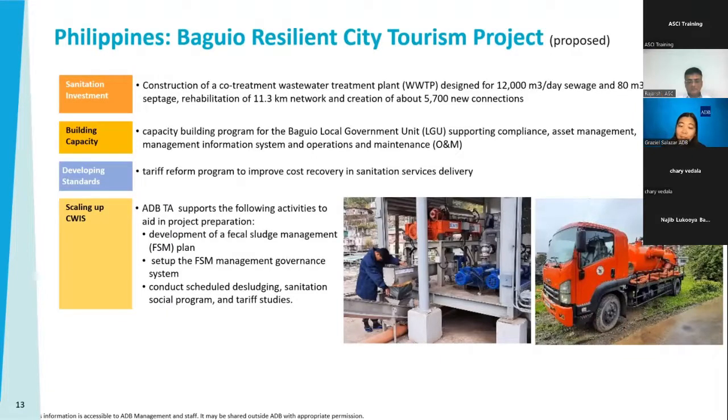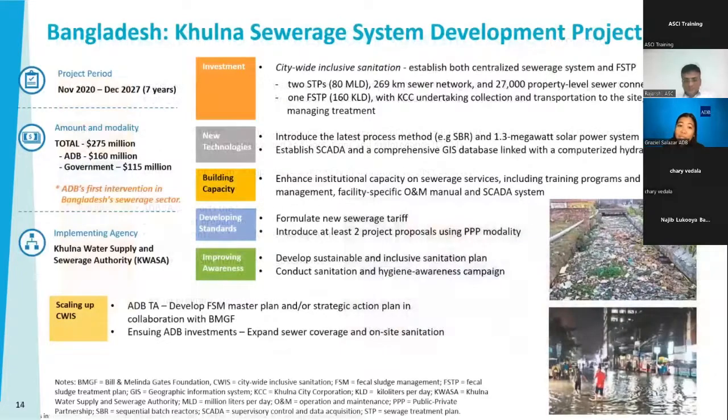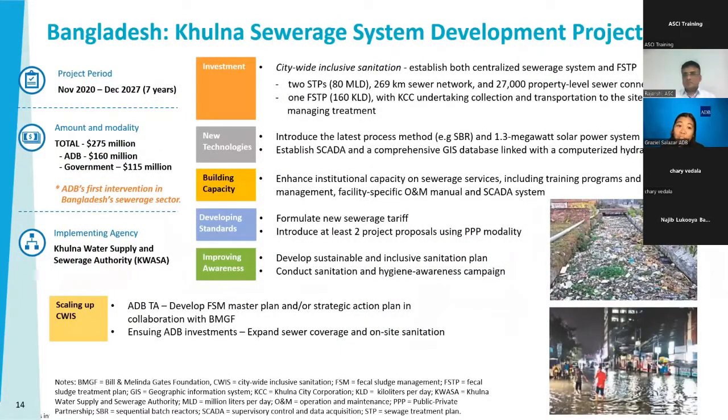Next, we also have another project, which is the Coolness Sewage System Development Project. This will develop a new sewage system in Coolness, covering commercial and densely populated areas with about 850,000 population by 2027. The project will specifically support both centralized sewage system and FSTP.